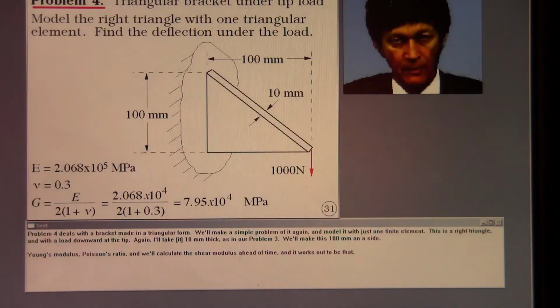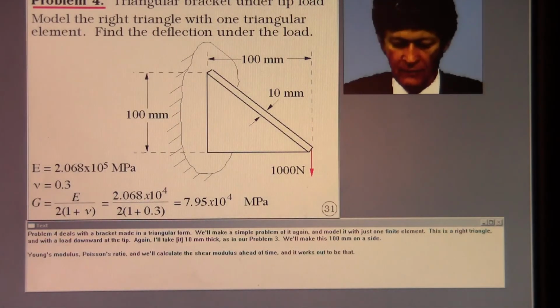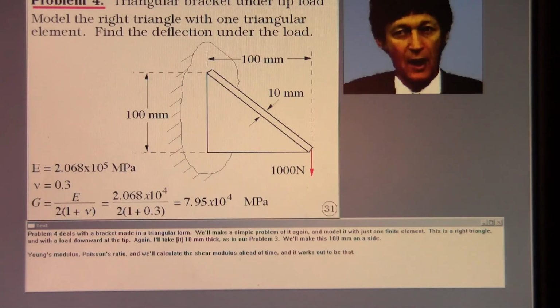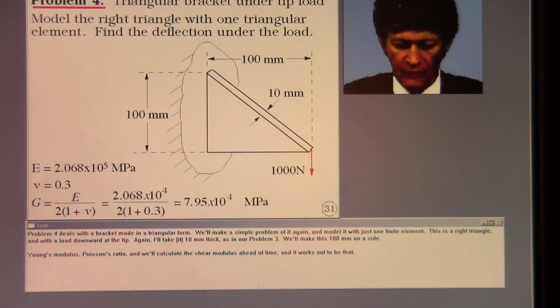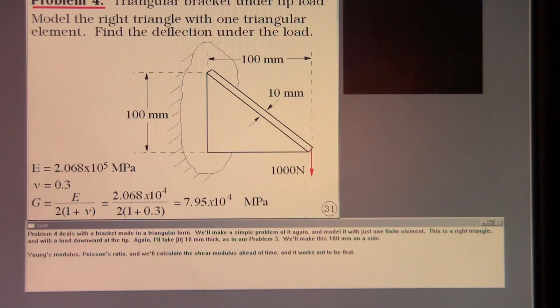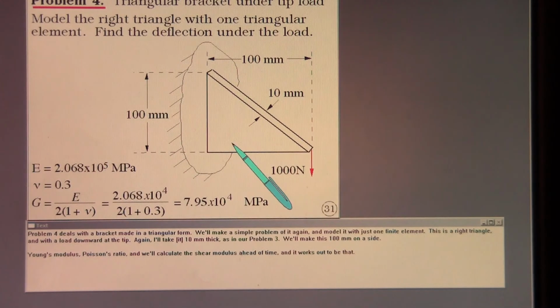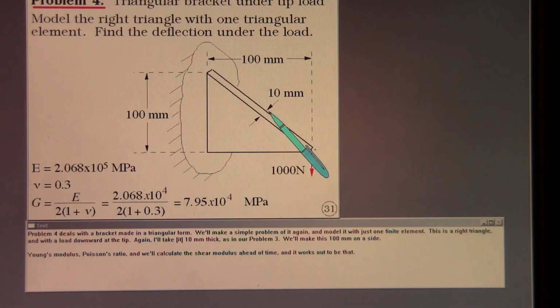Problem 4 deals with a bracket made in a triangular form. We'll make a simple problem of it again and model it with just one finite element. This is a right triangle and with a load downward at the tip. Again, I'll take 10 millimeters thick, as in our problem 3. We'll make this 100 millimeters on a side. Young's modulus, Poisson's ratio, and we'll calculate the shear modulus ahead of time, and it works out to be that.